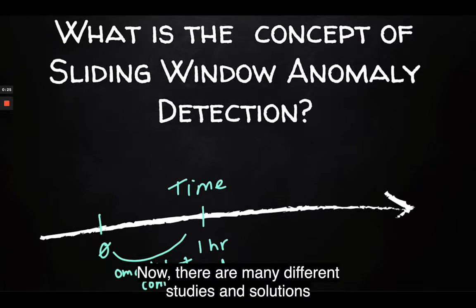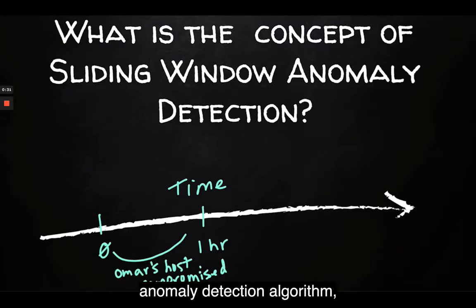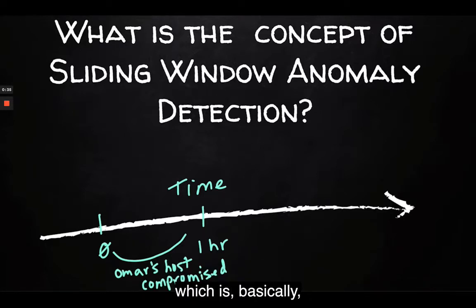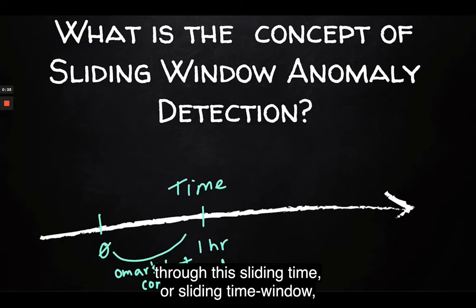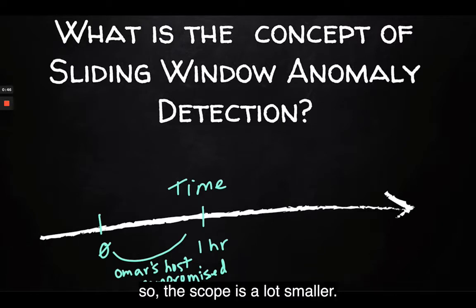Now, there are many studies and solutions that provide a distributed network traffic anomaly detection algorithm based on a concept called the sliding window. Through this sliding time window, traffic abnormality detection will be limited to only a specific amount of time, so the scope is a lot smaller.